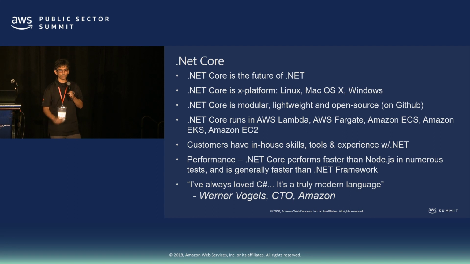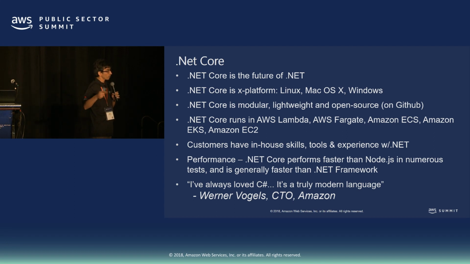I can run .NET Core in a Lambda function, not only .NET Core, but ASP.NET Core, as you just saw. It can run in a container, I can run it in an EC2, in a virtual server, if I have to. And performance. So .NET Core version 2, not the first version, but version 2, boy, it is fast.